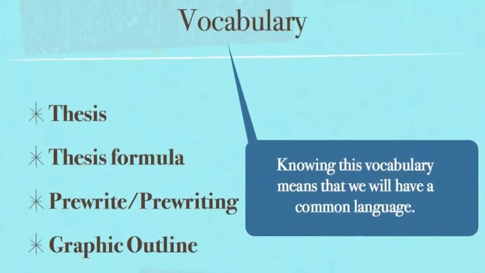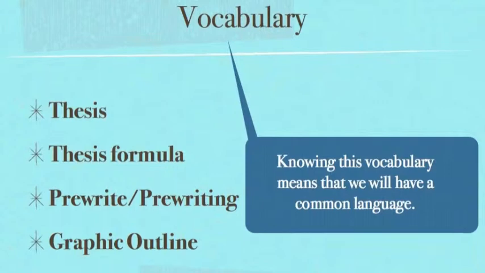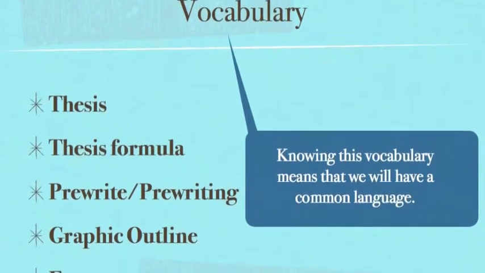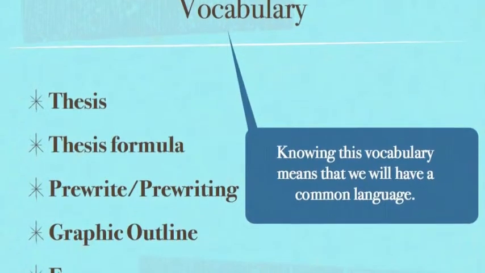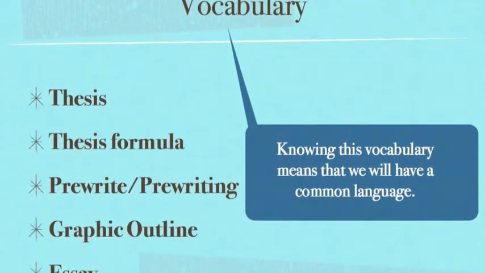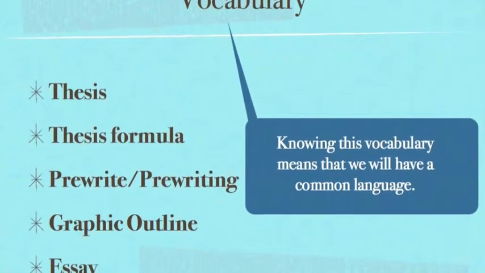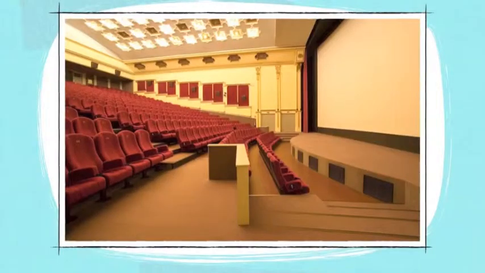The thesis is the governing statement that we use as sort of the umbrella that covers the whole essay. The thesis formula is a little formula, kind of like a math formula, that we use to help us write a thesis statement. And it won't change, it'll always be the same.